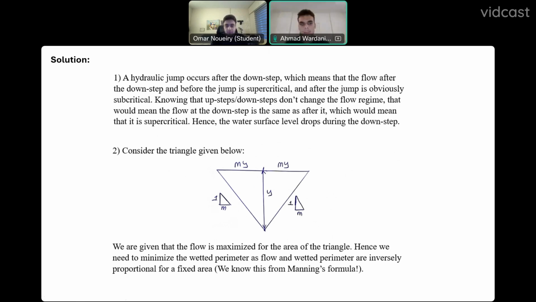So the first problem asks us whether the water surface drops or rises on the downstep. We know that a hydraulic jump occurs after the downstep, which means that the flow after the downstep and before the jump is supercritical, and after the jump is obviously subcritical. Knowing that upsteps and downsteps don't change the flow regime, that would mean that the flow at the downstep is the same as after it, which would mean that it is supercritical. Hence, the water surface level drops during the downstep.